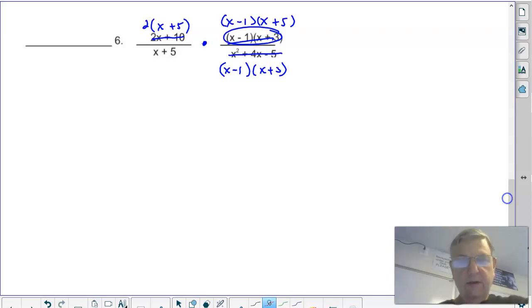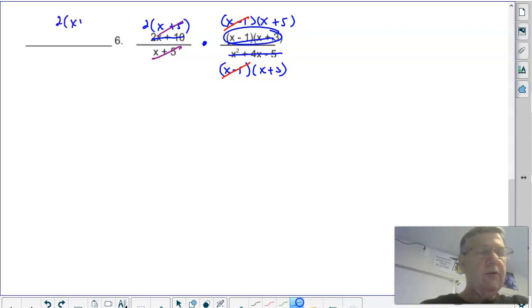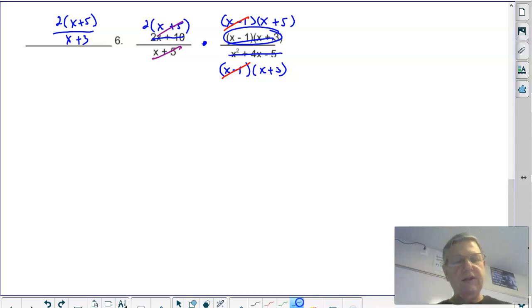Okay, now let's see if anything divides out. x minus 1, okay. x plus 5, I can do either that one or I could have done that one, right? It doesn't matter, either one. Top and bottom, and that is it. So we have a 2 times an x plus 5 divided by an x plus 3. And again, you can multiply out that top and get 2x plus 10 over x plus 3.